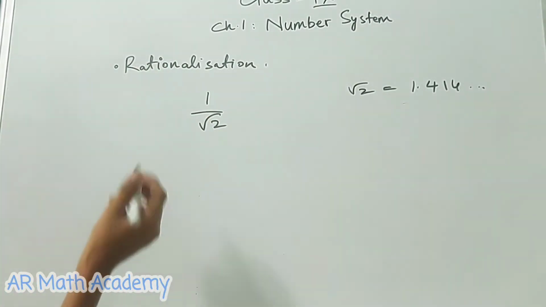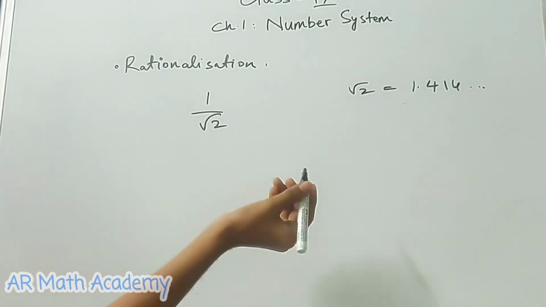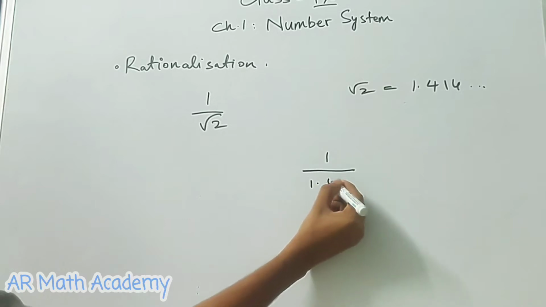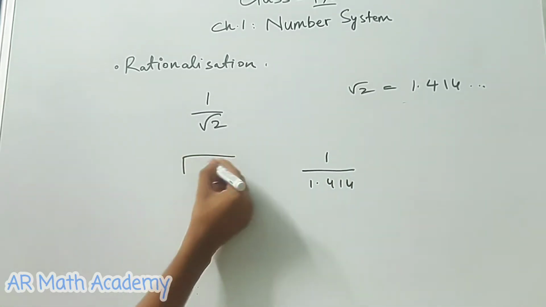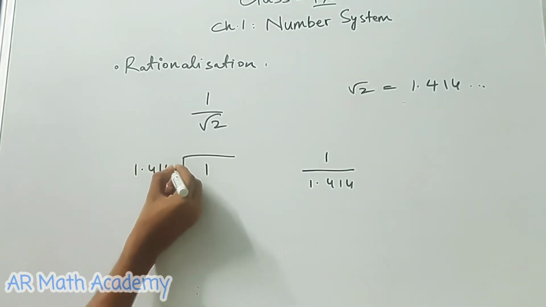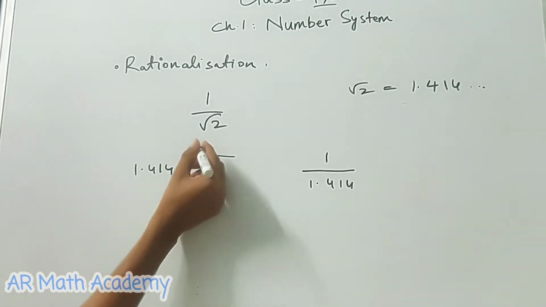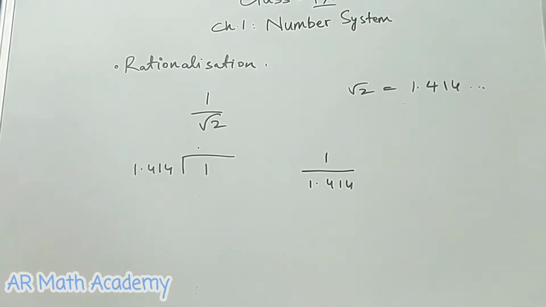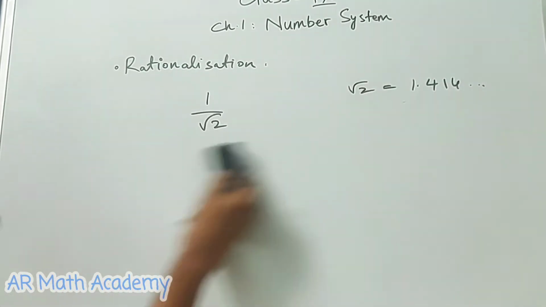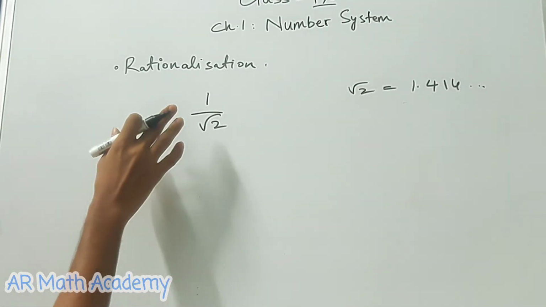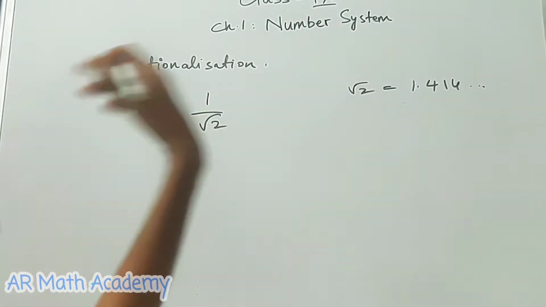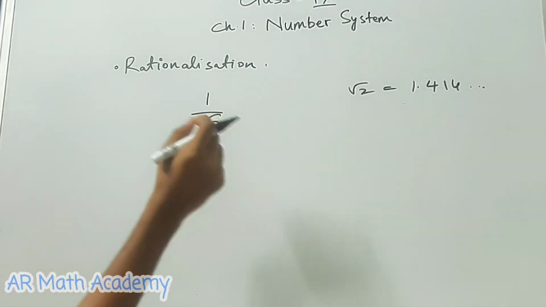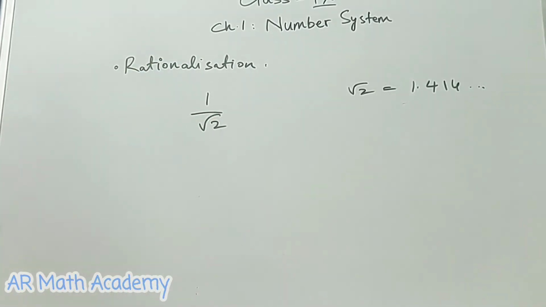Well, if I want to know the exact value of 1 by root 2, what I'll have to do first is divide 1 by 1.414, right? So division of 1 by 1.414, and you have to add the decimal places and so on. It is a hectic job. So in order to simplify that process, what if you can represent 1 by root 2 in an easier form or in a more recognizable form where you can easily divide and get the values? Well, that is where the concept of rationalization comes in.